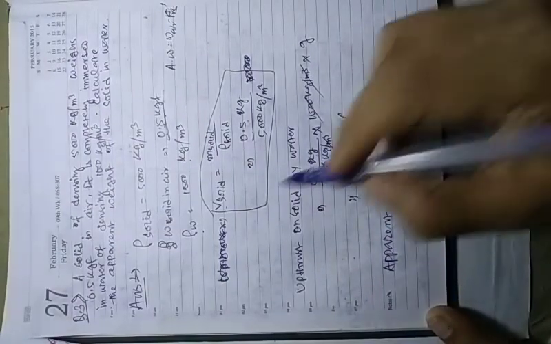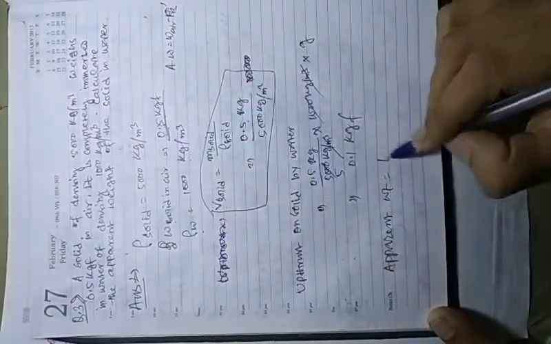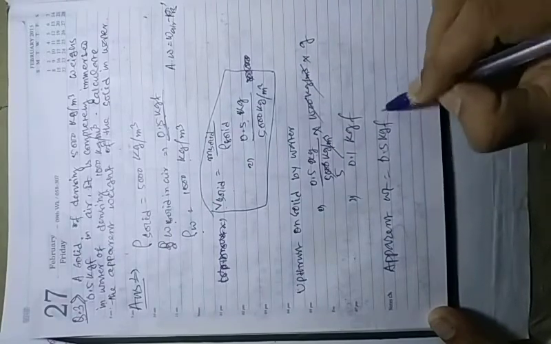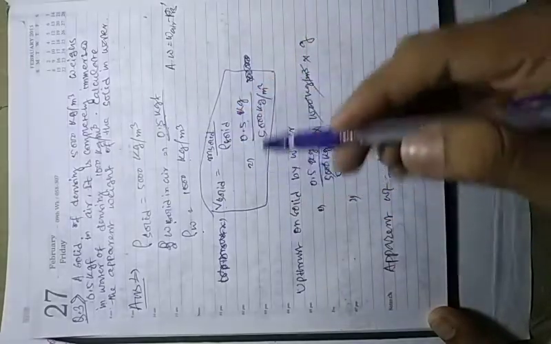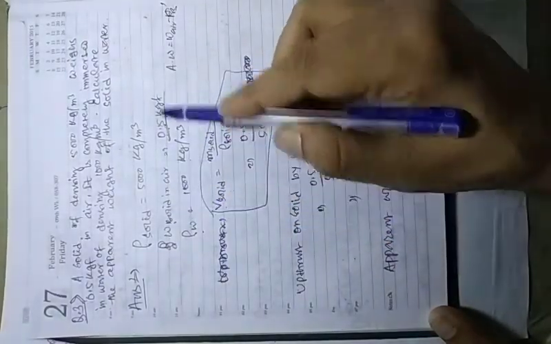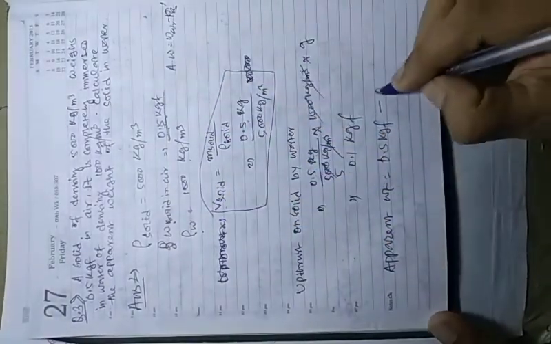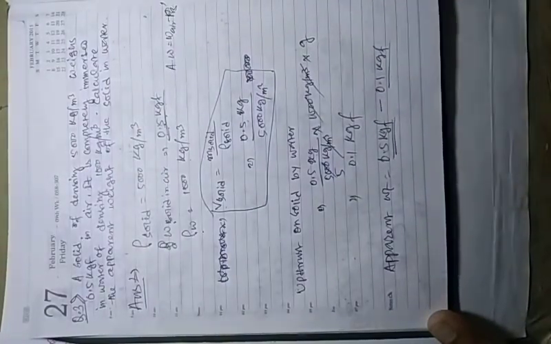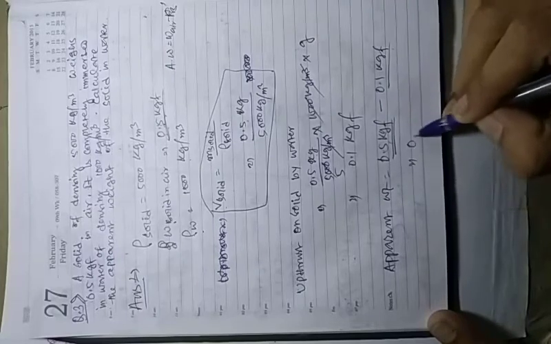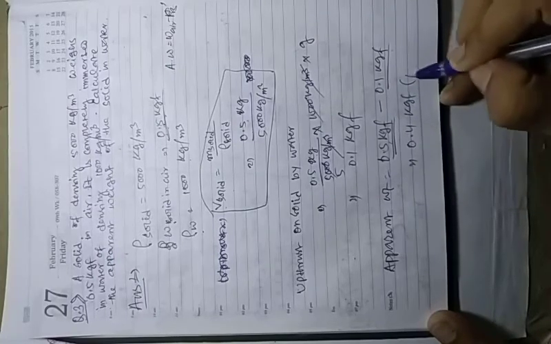Now students, apparent weight will be equal to weight in air, that is 0.5 kgf. Only the unit will change. Mass is in kg and weight is in kgf. Okay, nothing else. 0.1 kgf, that is the upthrust. Apparent weight means weight in air minus upthrust, means 0.4 kgf. That will be the answer.